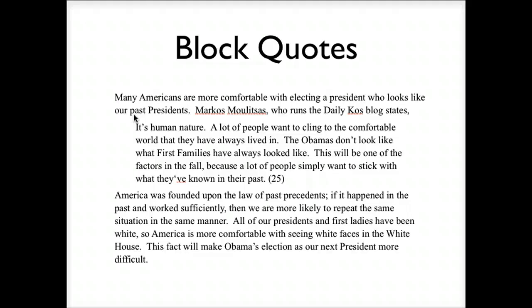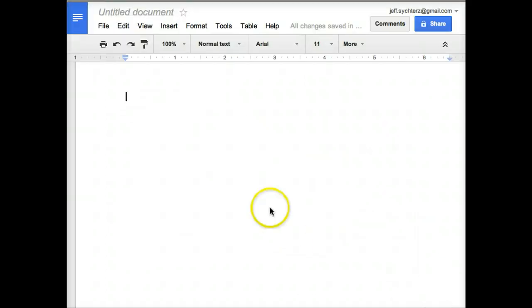If you have to go through and change a quote, it's going to get all screwed up. Some of you are probably nodding your heads, remembering a time that happened to you. So let me show you how to do that in Google Docs. Here is a blank Google Doc.